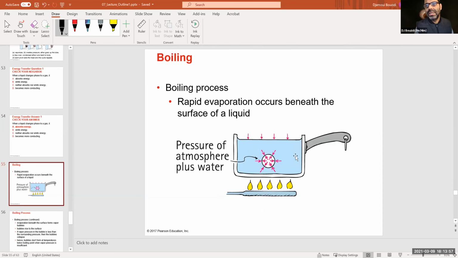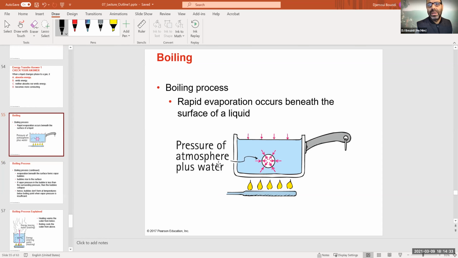So boiling, I explained basically the process here. Rapid evaporation occurs beneath the surface of a liquid, so the pressure at the surface is atmosphere plus water. So basically you need the pressure for the boiling to happen. When you have less pressure, the boiling point drops down a lot. That's why it causes problems, for example, with planets like Mars. Mars, for example, if you put water on it, it's going to boil immediately, even at those low temperatures. So this is the same phenomenon here.